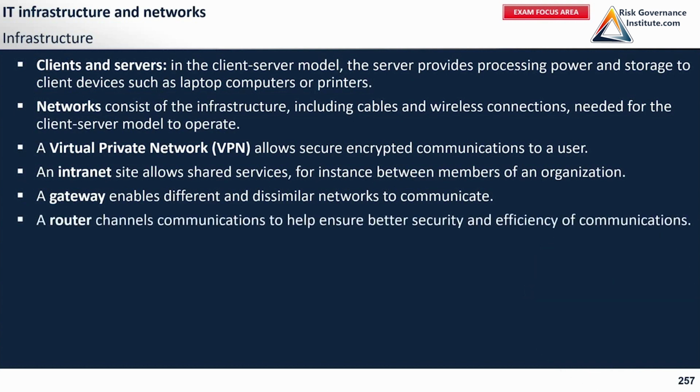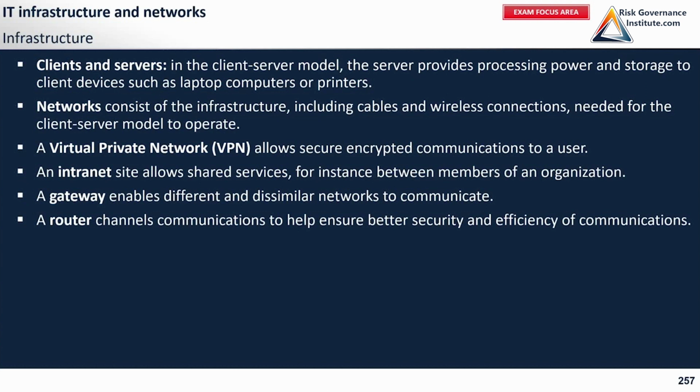A router, so we've seen this slightly before during firewalls, they route, if you understand that word, they channel communications to a certain point, usually a centralized point, and then distribute it to other points in or outside of an organization. So they channel communications to help better security. We saw that for the firewall part. Everything is routed to a central location, passes through a firewall, and then goes out. And it helps in the efficiency of communications.